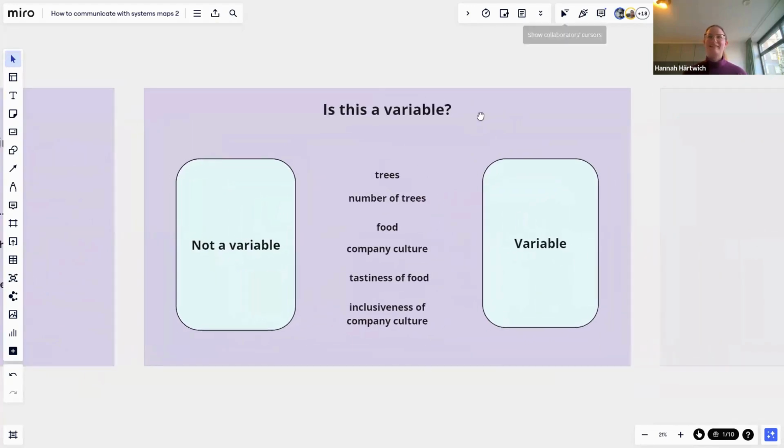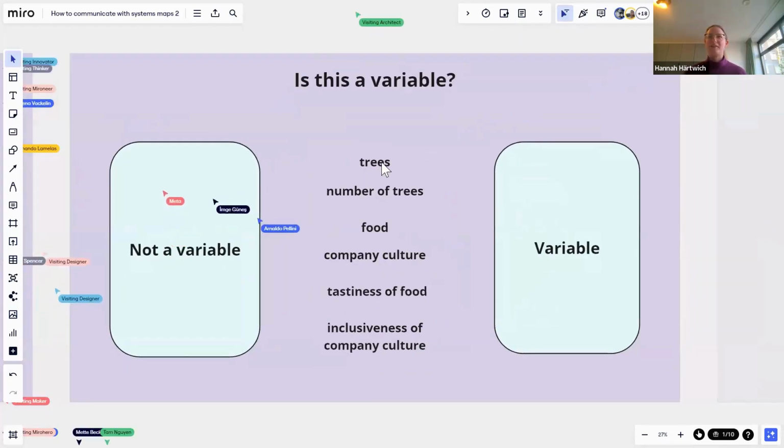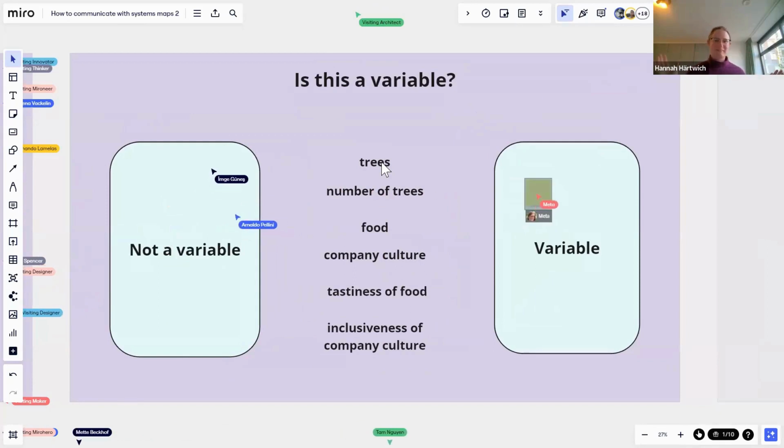Again, a similar quick exercise here to look at this concept. If we look at just the word trees, do you think that is a variable?